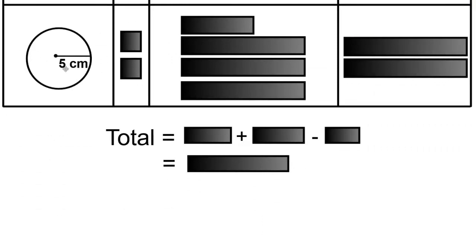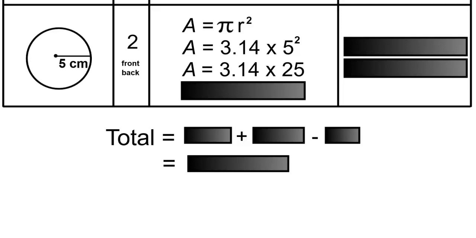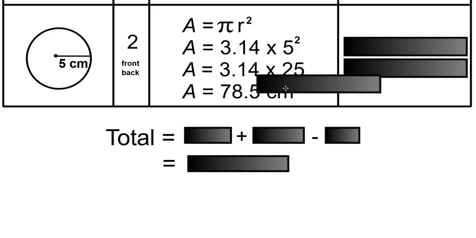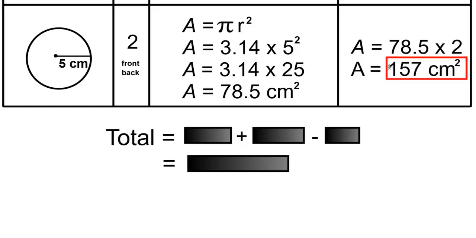The radius of the circle is 5 centimeters. There's a circle in the front and in the back, so there's 2. Area equals pi times radius squared. Area equals 3.14 times 5 squared. 5 squared is 25. So the area is going to be 78.5 centimeters squared, and there's 2 circles, so multiply that by 2. And we get an area of 157 centimeters squared.